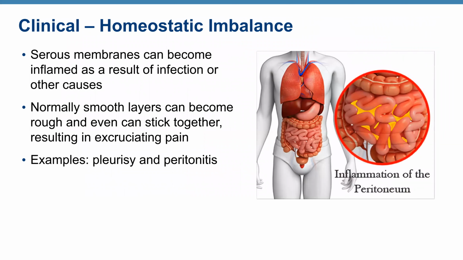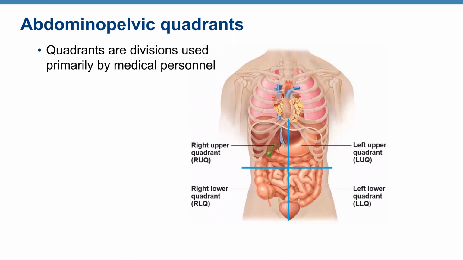Okay, so now we are in the quadrants. Quadrants are divisions used primarily by medical personnel, and quadrants are really easy to remember. Quadrants are in the abdominopelvic cavity. So here's our abdominopelvic cavity. We have RUQ, right upper quadrant, RLQ, right lower quadrant, LUQ, left upper quadrant, and LLQ, left lower quadrant. Just remember that this is right of your patient and this is left of your patient.